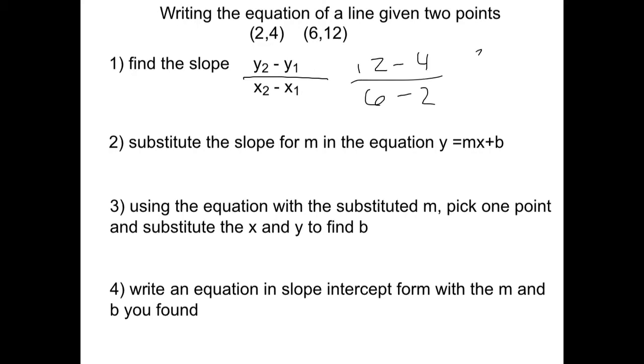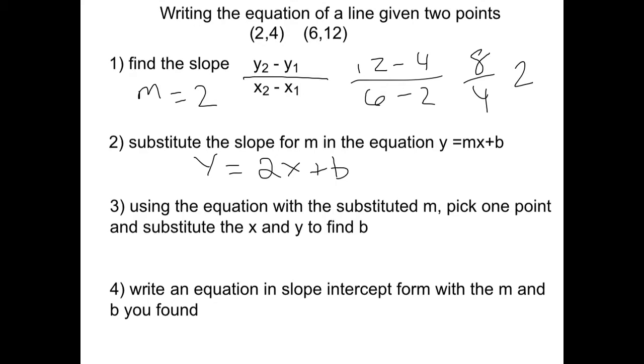So in this case, you get 8 over 4 or 2. So in this case, your slope is 2. Then you're going to take that slope and you're going to substitute it in for the m in y equals mx plus b.